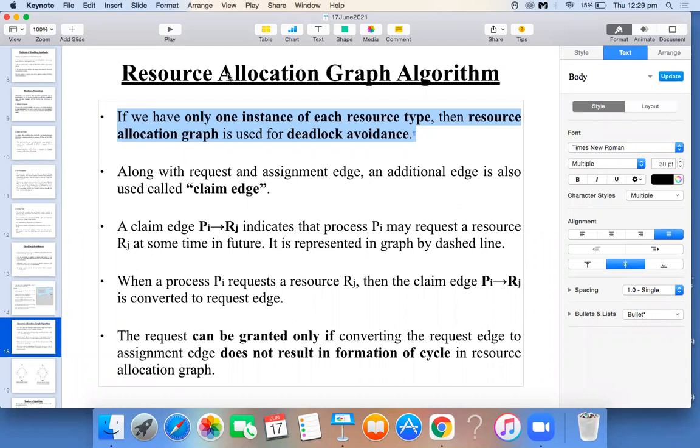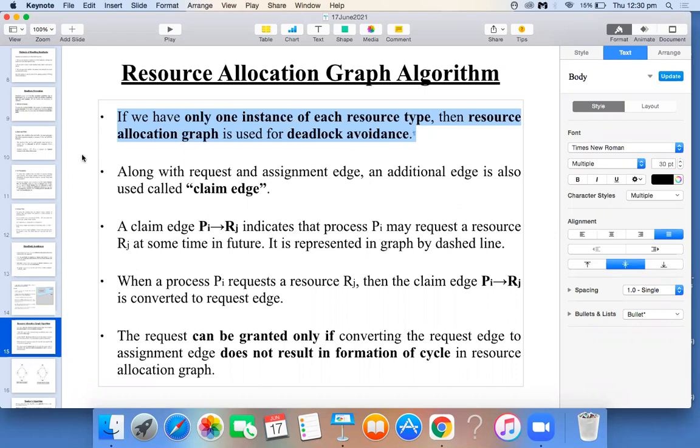So whenever you have a single instance of resources in your system, then to avoid deadlock, which algorithm are you using? The resource allocation graph algorithm. Clear with this? Okay, that's what the first point says. If we have only one instance of resource, then the resource allocation graph is used to avoid deadlock. Clear? We all know what a resource allocation graph is, right? This was discussed in the last class.